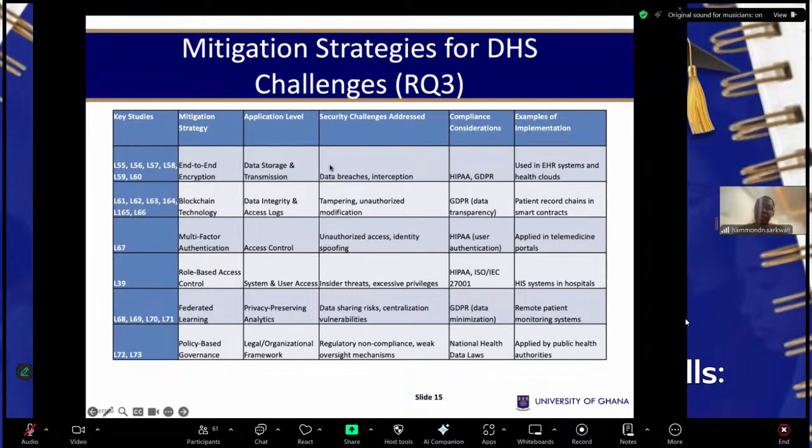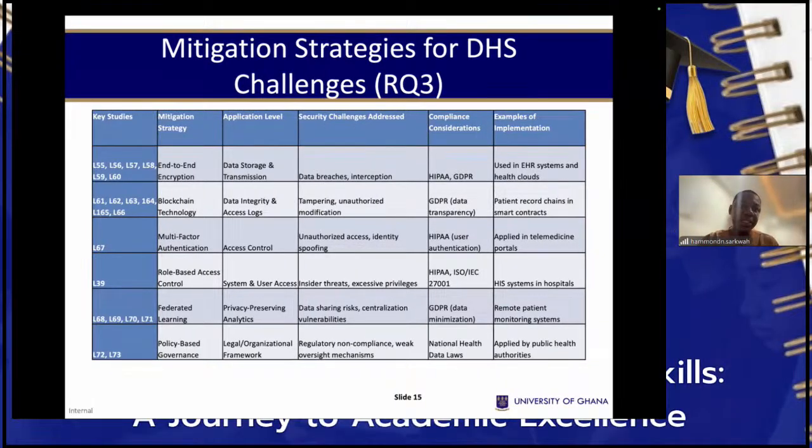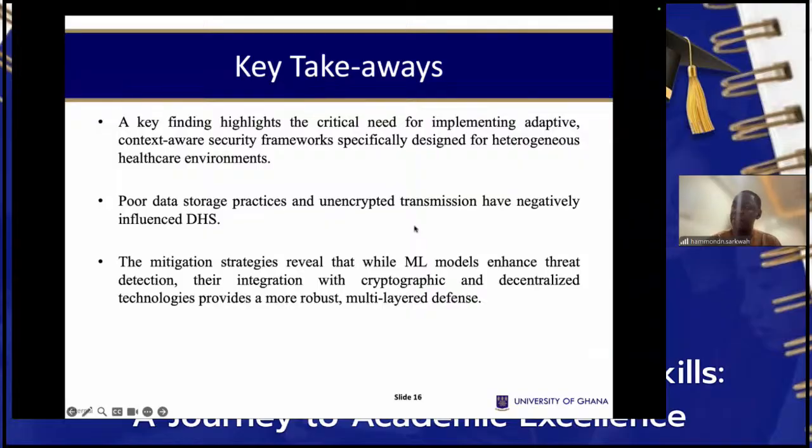Then the third research question talks about the mitigation strategy. This one refers to the first column, where the mitigation strategies are. We can see a place like L67 talks about multi-factor authentication. And we can look at L39, which talks about RBAC, and talks about policy as well, and federated learning. So these are the papers that give us methods or strategies to address these challenges.